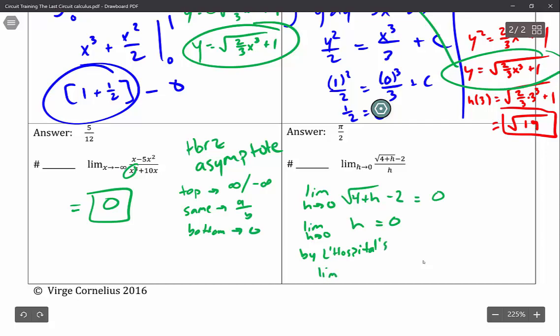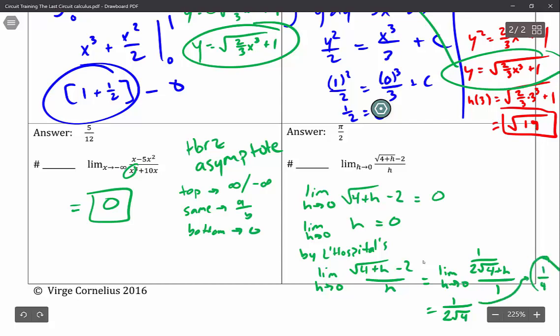the limit as h approaches 0 of square root of 4 plus h minus 2 over h equals the limit as h approaches 0 of 1 over 2 square root of 4 plus h, chain rule, times 1 over 1. And when we plug in 0 here, we get 1 over 2 square root of 4 plus 0 is 4 over 1 is just itself, which is 1 over 2 times 2 is 1 fourth. So that's our answer there.